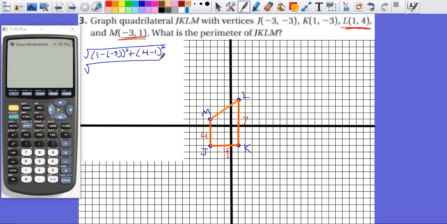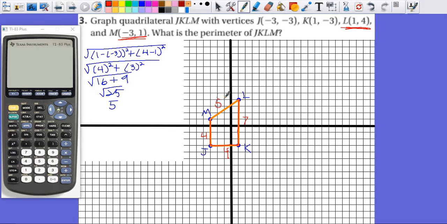So if we do 1 minus negative 3, that's actually saying 1 plus 3, so we would get 4 squared. And then 4 minus 1 is going to be 3 squared. 4 squared, we end up with 16, plus 3 squared is 9, so we get the square root of 25. If we take the square root of 25, we get an answer of 5. So we know that this length right here is now 5.